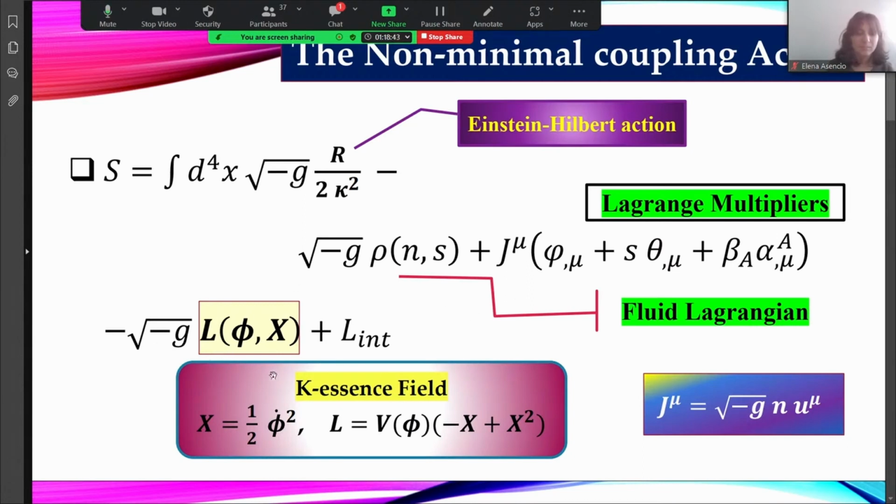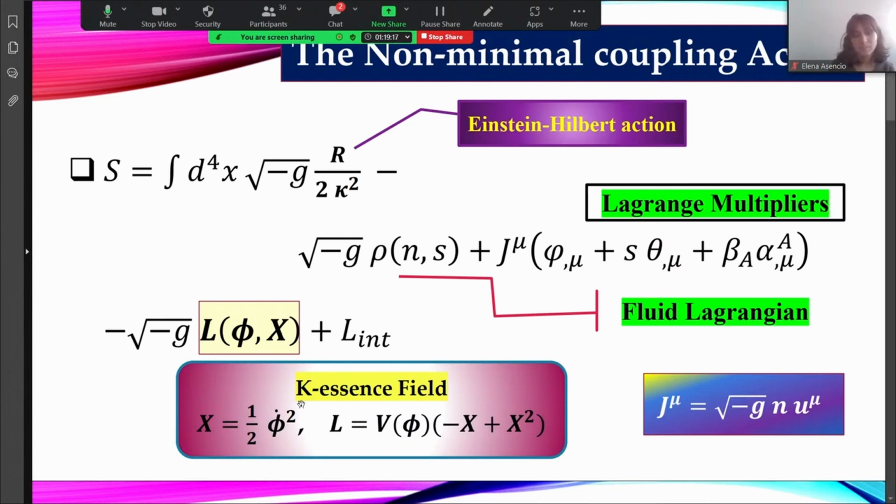On the other hand, alpha shows the Lagrangian fluid coordinates. Then we have some K-essence Lagrangian, which depends on some field phi and the kinetic term, which is actually half phi dot squared. And for the K-essence field, the Lagrangian has some non-canonical type of structure because its potential is multiplying with the kinetic term, and this kinetic term has some x and its higher power, so minus x plus x squared. So if we take this action up to here, then the dark matter and the scalar field are minimally coupled to gravity.